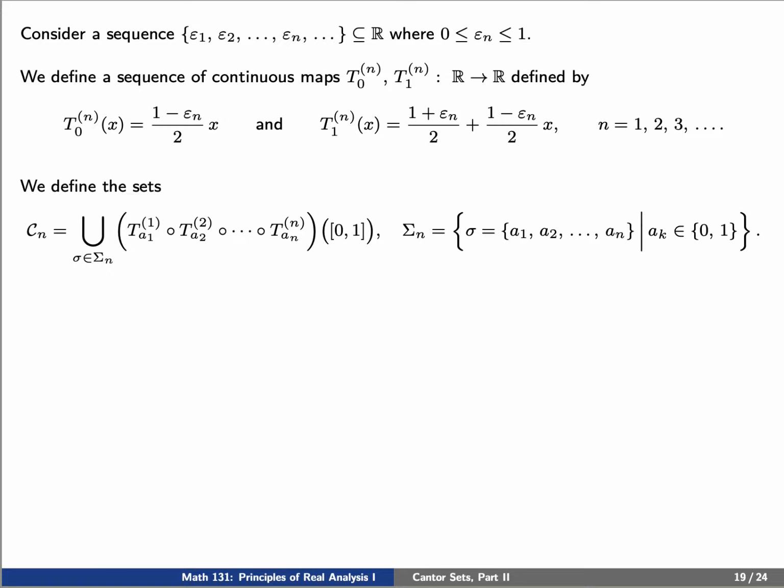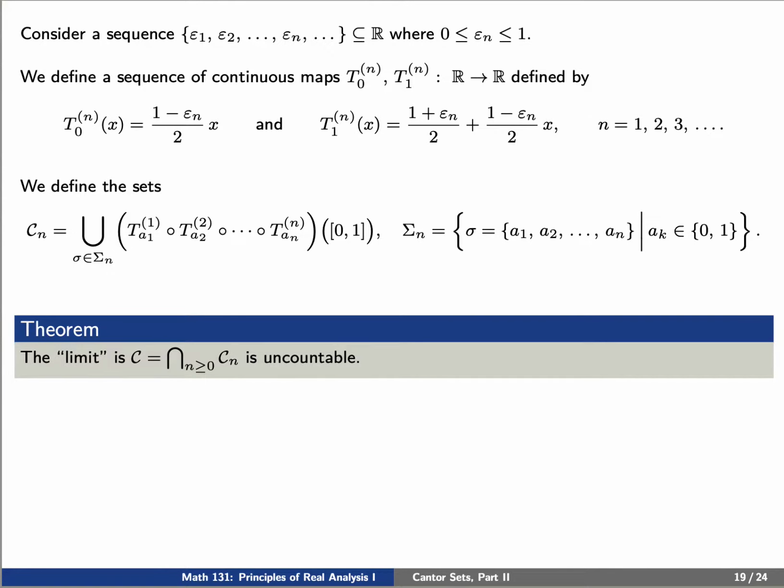Now, what we're going to do is put everything in one place and see what we can say about these sets. Again, we have a sequence, epsilon 1, epsilon 2, and so forth, where each epsilon is between 0 and 1. This tells us how much we're going to delete from each interval at every stage. We now have a sequence of maps, t sub 0 and t sub 1, that allows us to do the deleting, and we have our sets C sub n, which is just a collection of these 2 to the n subintervals. The main theorem here is that the limit, as n increases without bound, is an uncountable set.